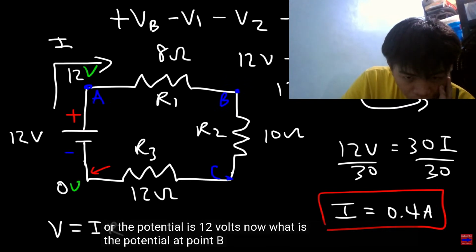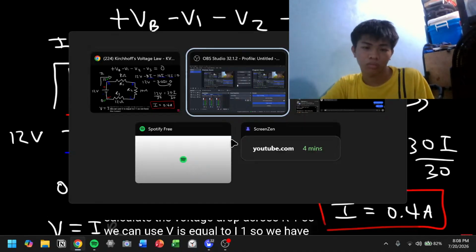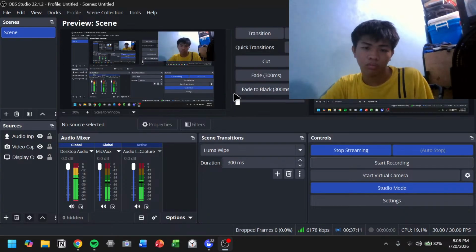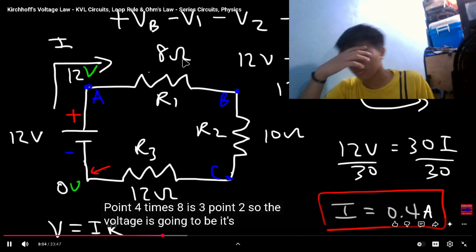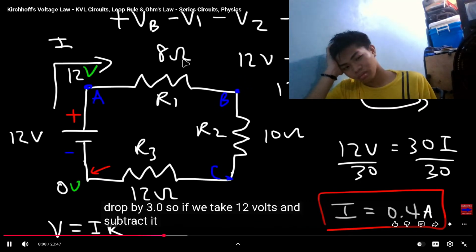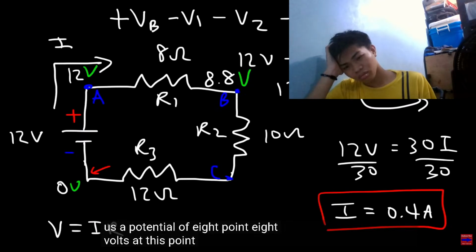Now what is the potential at point B? So we need to calculate the voltage drop across R1. So we can use V is equal to I times R1. So we have the current, which is 0.4 amps, and let's multiply by R1, which is 8. So 0.4 times 8 is 3.2. So the voltage is going to drop by 3.2. So if we take 12 volts and subtract 3.2, this will give us a potential of 8.8 volts at this point.